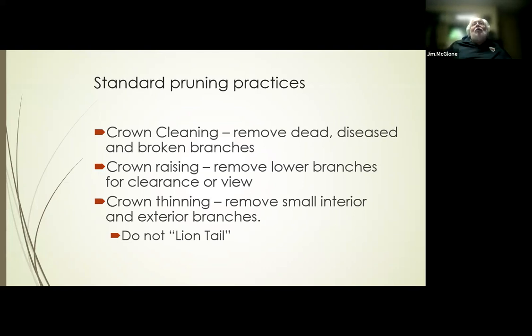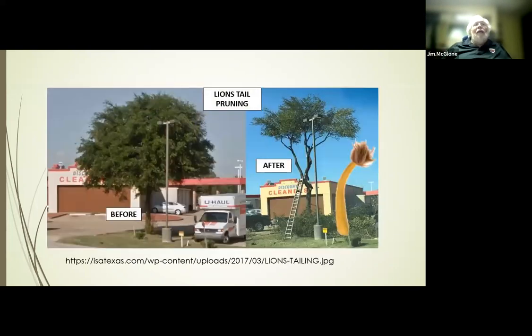We sometimes do crown thinning, where we're removing some of the smaller interior and exterior branches. It's really important when you do this that it gets spread over the entire crown of the tree. You don't want to lion tail the tree. And this is what I mean by lion tailing.